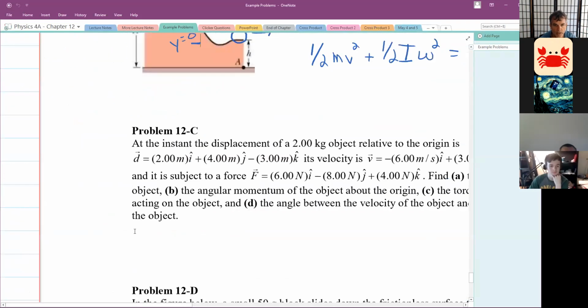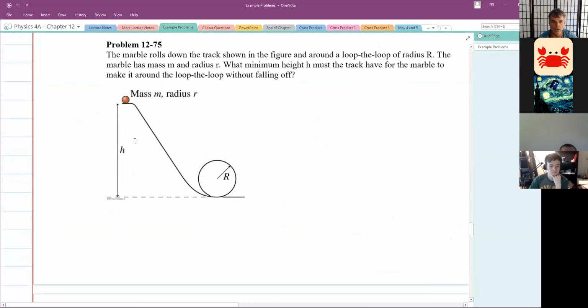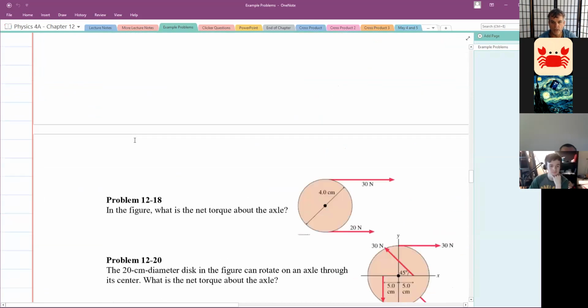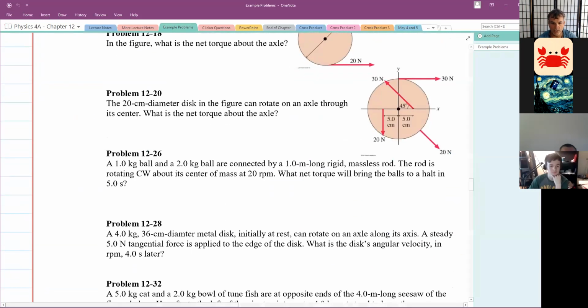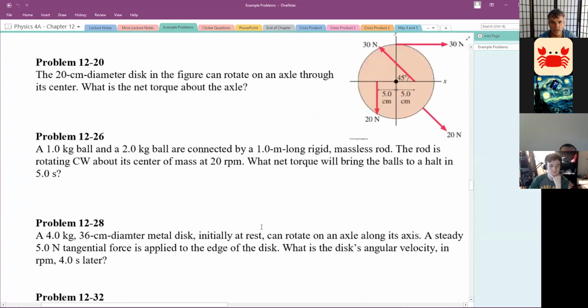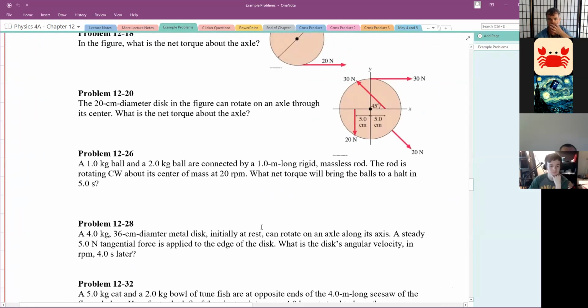Let me just set up a quick example problem that we'll do tomorrow. A quick question for you to think about, and then I will end the lecture portion of today. I'm going to start tomorrow looking at problem 22. It says the 20-centimeter disk in the figure can rotate about an axis through its center. Here is the axis of rotation. What is the net torque about the axle?